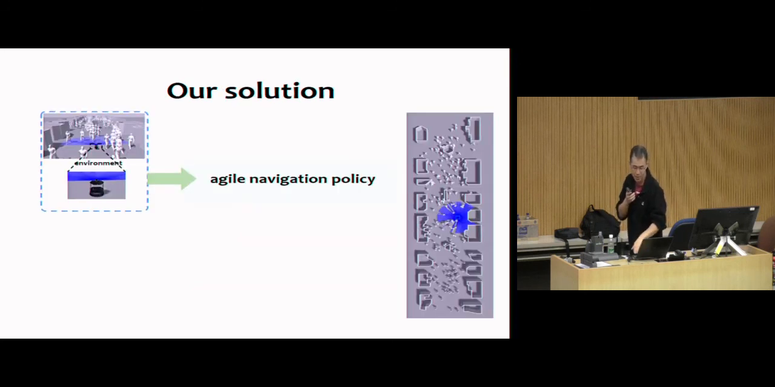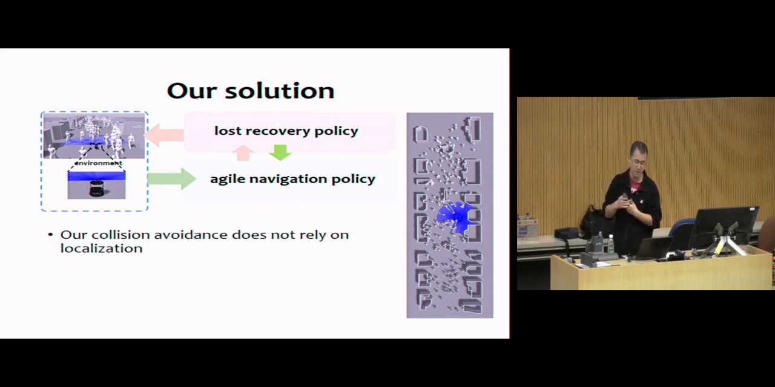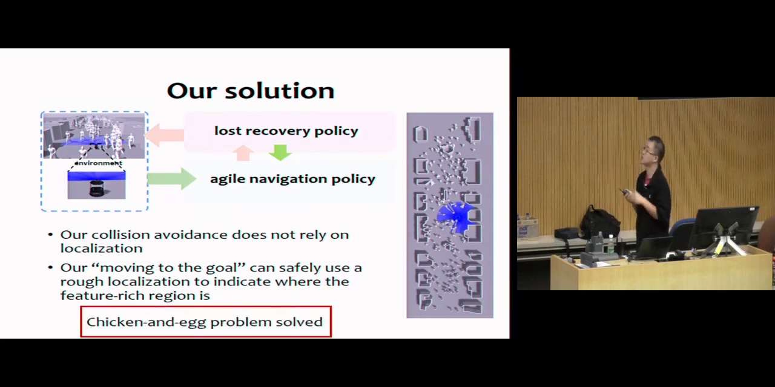So our solution is that you can actually use our algorithms to implement the localization recovery policy. The reason is that our collision avoidance does not depend on the localization accuracy. Our moving-to-goal can also safely use a very rough localization, based on, for example, IMU or global GPS. So you don't have too many requirements for the localization accuracy, and you can use our policy to accomplish the recovery policy. In this way, we can solve the chicken and egg problem.